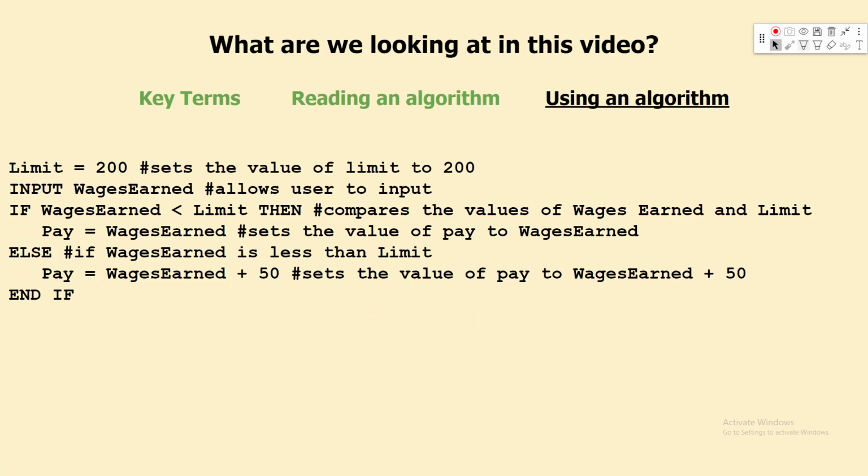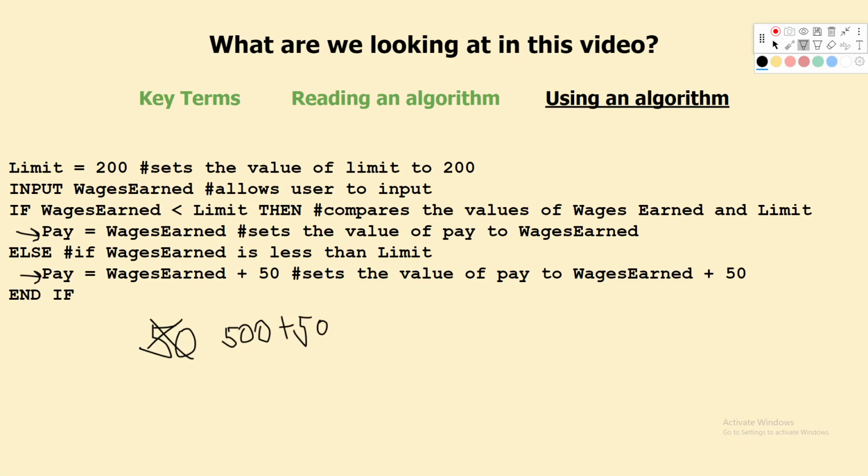So we think about, we're going to go around and use an algorithm. Again, these are the same algorithms we've looked at previously. We're saying limit equals 200, input wages earned, and then we've got the same code here. So if we're saying to begin with, wages earned is going to be 50, what we're saying is if 50 is less than limit, 50 is less than limit because limit is 200, my pay is going to be wages earned. So my pay is going to be 50. If I'm going to get rid of that 50, I'm going to say my wages earned is going to be 500 because I've been working a lot this month. If 500 is less than limit, it's not. Then it's going to go to this section here, and it's going to pay wages earned, which is my 500 plus 50.